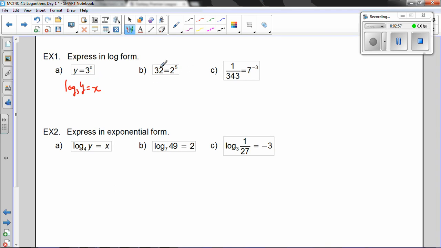But these statements, this is just an exponential statement, right? 2 to the exponent 5 is 32, right? But in log form, we can make the same statement here. Okay, we can make the same statement because I could say log base 2 of 32 is equal to 5. What's the exponent? The exponent of 32 base 2.